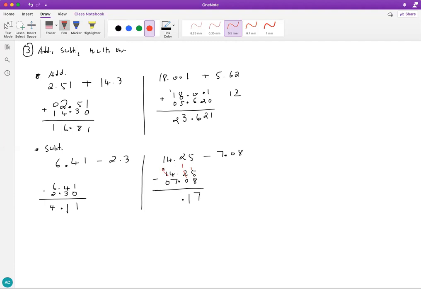And the one we borrowed would go next to the 4, and this would turn into 14. Now we're going to do 14, take away 7, which is, of course, 7. That's right. And here, nothing left. 0, take away 0, that's 0.